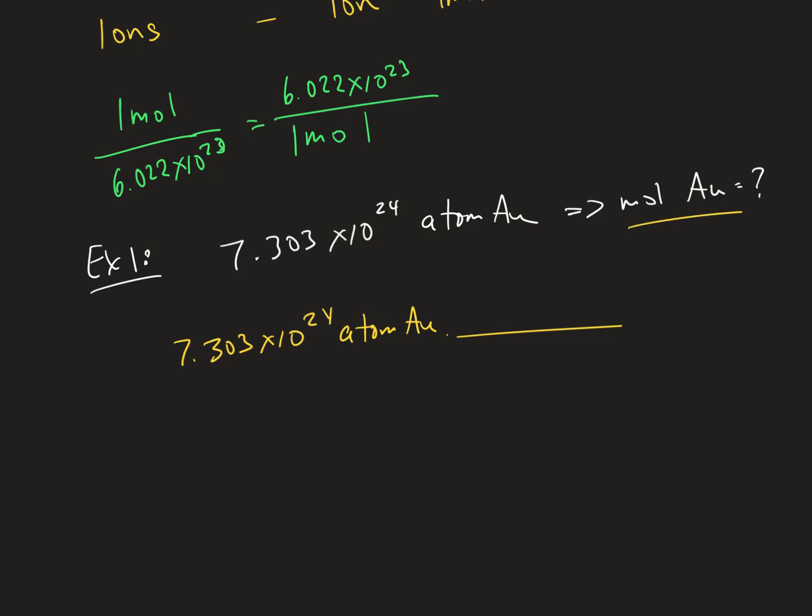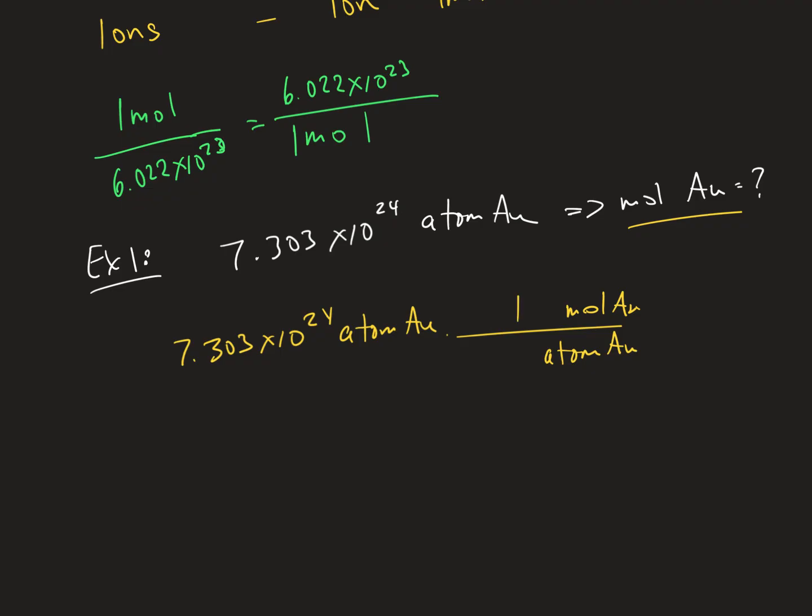No, I want moles of gold. So I need to cancel atoms of gold. So where does it go? On the bottom. And we want moles of gold, so that goes on top. Anybody know the conversion factor?